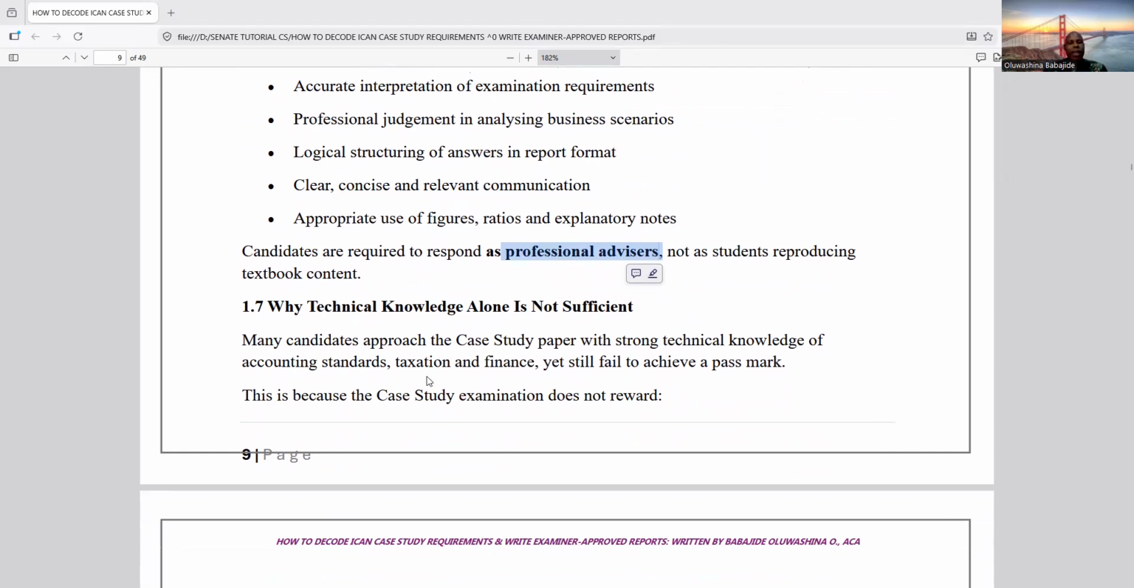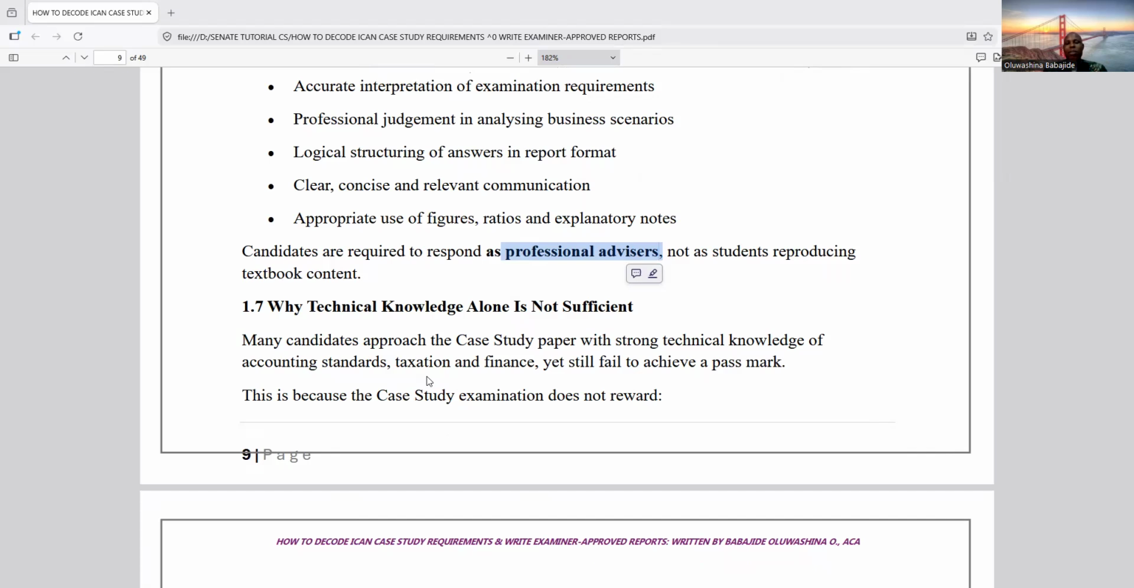Why? Many candidates approach the case study paper with strong technical knowledge of accounting standards, taxation, and finance. Some people ask which one they should read from the angle of taxation, or from the angle of standards. I said no, it's all about all technical knowledge. You have had all this experience from skill, from profession, even from your foundation. They are expecting you to practicalize all that you have done in all these different levels.